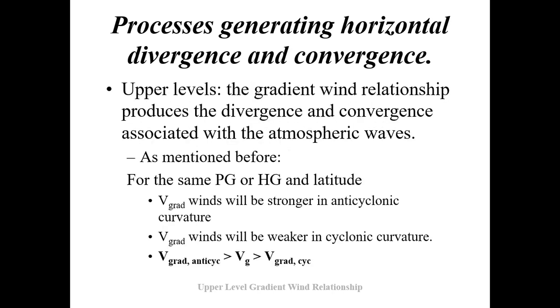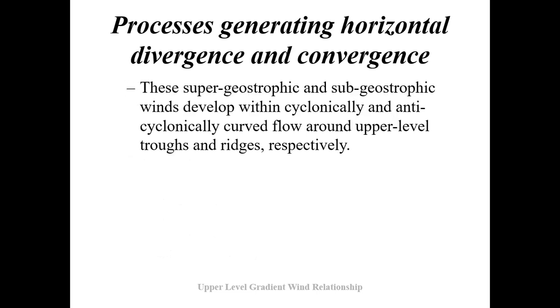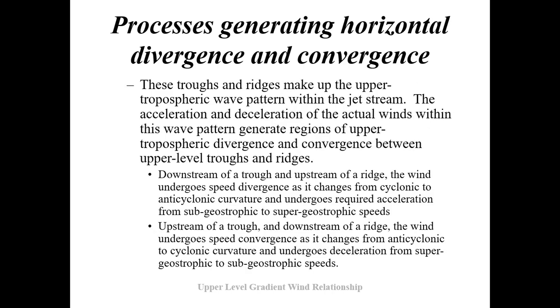Okay, so you get these gradient winds. Realize that the gradient winds are stronger in upper level ridges at the jet stream level. Those winds are much slower or weaker in cyclonic curvature in the troughs. And as a result, you get these areas in the long waves that are either supergeostrophic or subgeostrophic. Supergeostrophic flow generally develops within the anticyclonically curved flow around upper level highs or ridges, and the subgeostrophic flow is going to develop in the long wave troughs. These troughs and ridges make up an upper tropospheric wave pattern within the jet stream. These are your long waves.